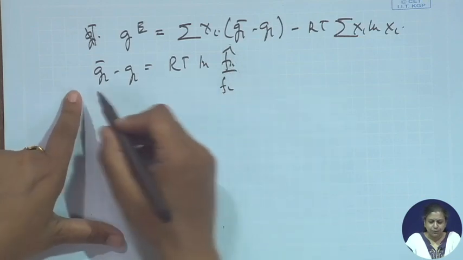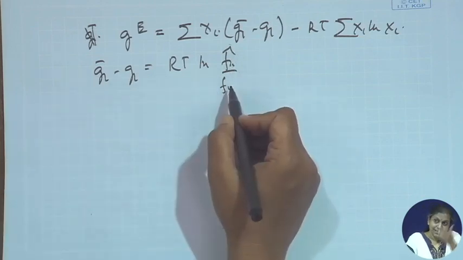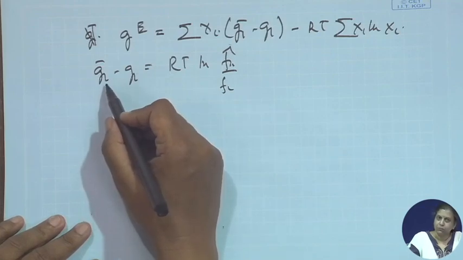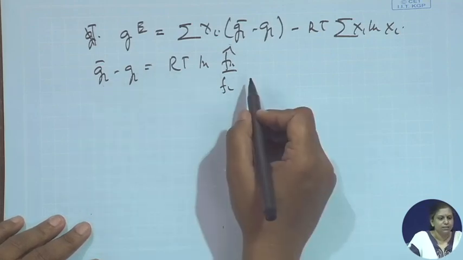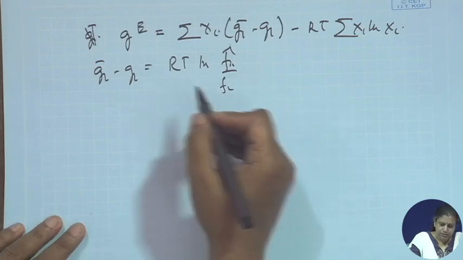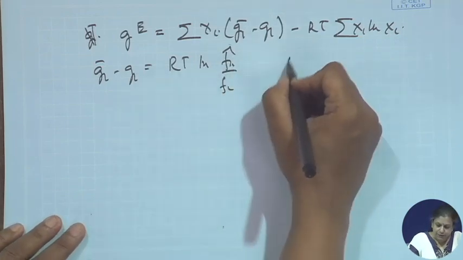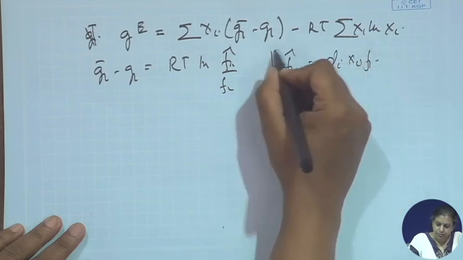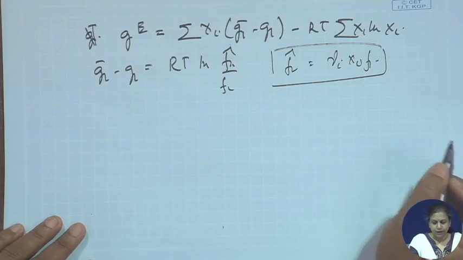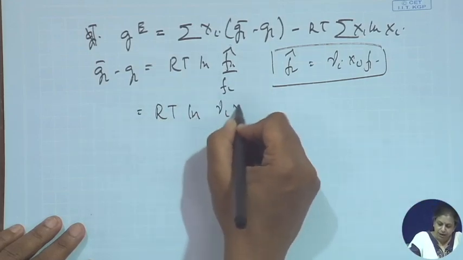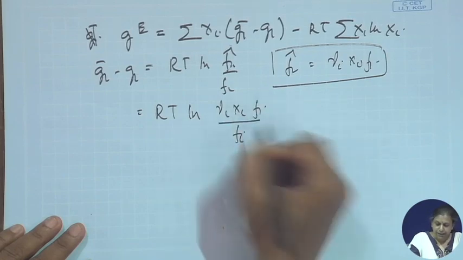Agreed? So, this particular exact equation can be written relating the molar Gibbs free energy or the partial molar Gibbs free energy with the fugacity and the partial fugacity. Agreed, I can do this. So, what is this Fi cap equal to for a real solution? It is equal to gamma i xi Fi. So, can I not write this down as RT ln of gamma i xi Fi by Fi?